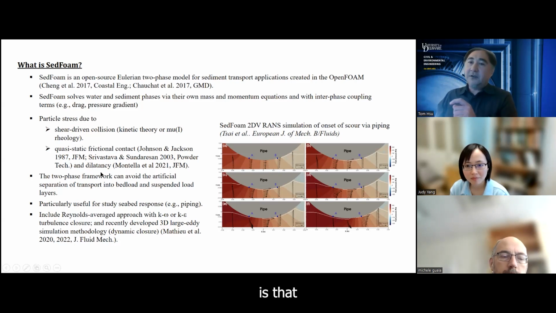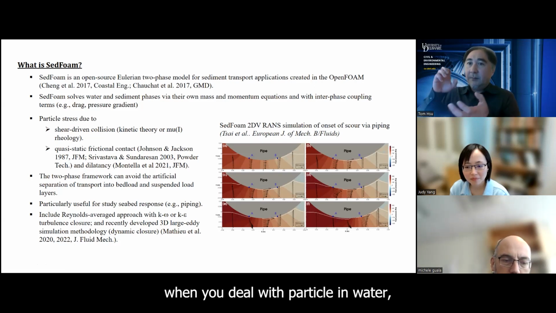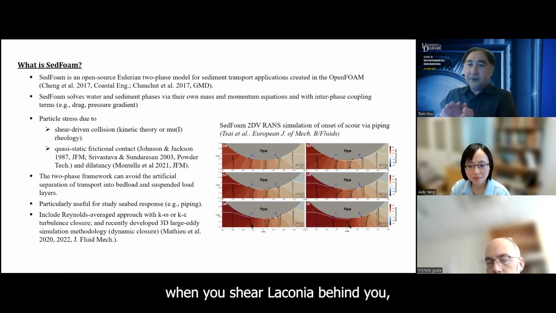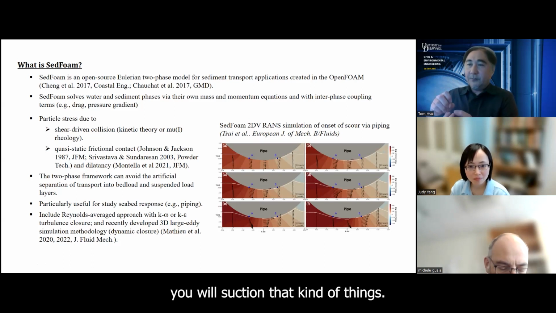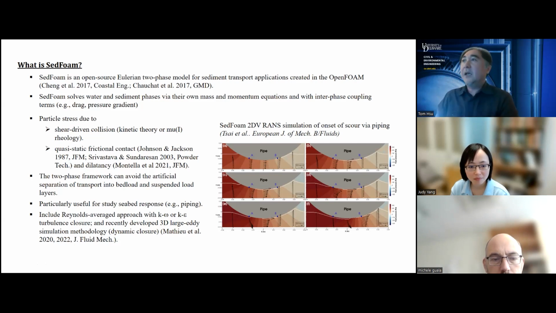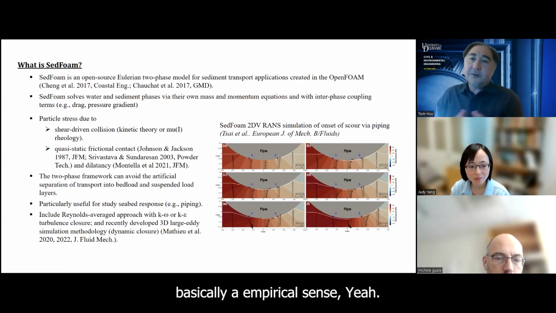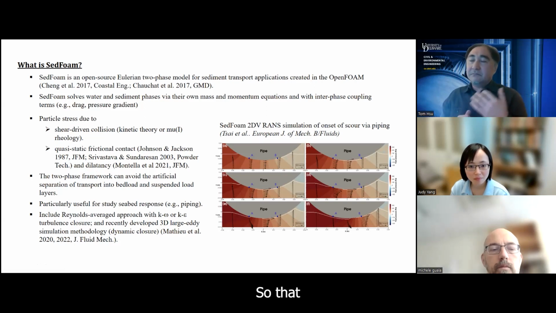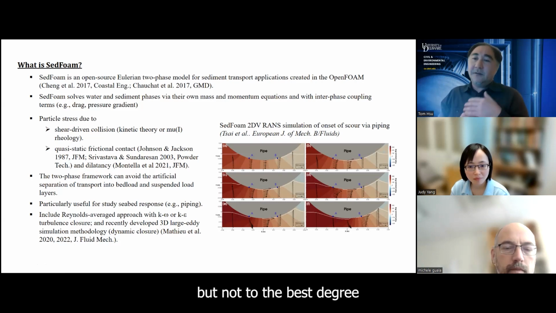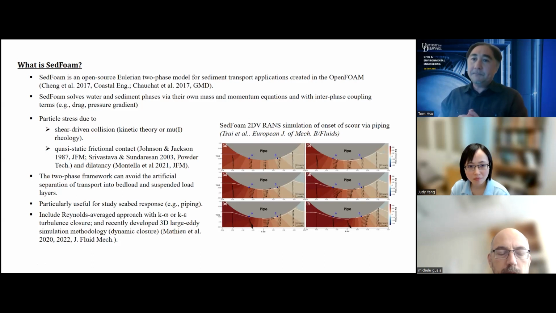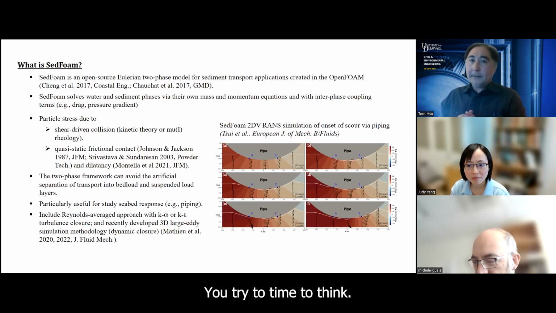The difficulty here is that there are a lot of grain-scale processes when you deal with particles in water. For example, the dilatancy effect. When you shear the granular bed, you will produce suction. We call it dilatancy. We have to model that in a basically empirical sense. So we take care of it, but not to the best degree, and it can be further improved. Okay, thank you.